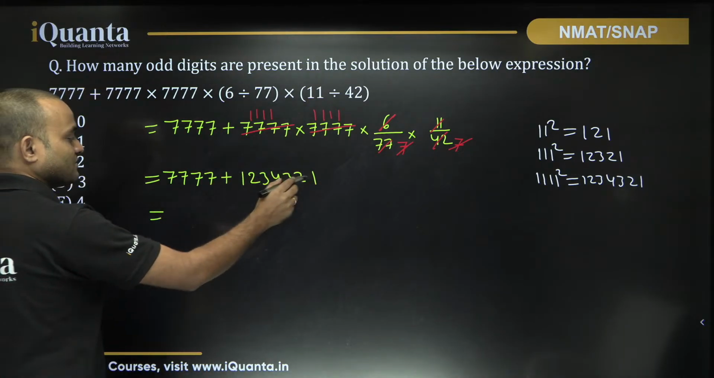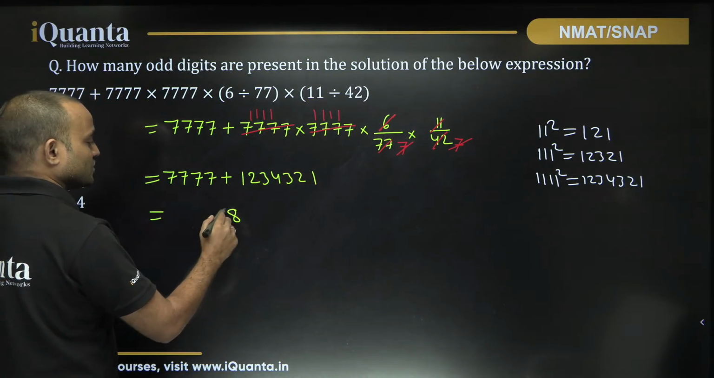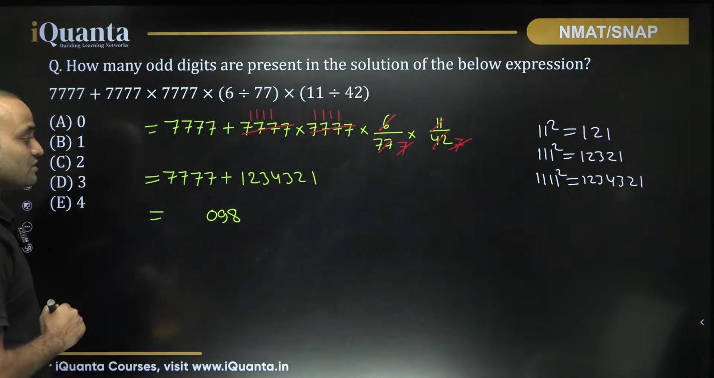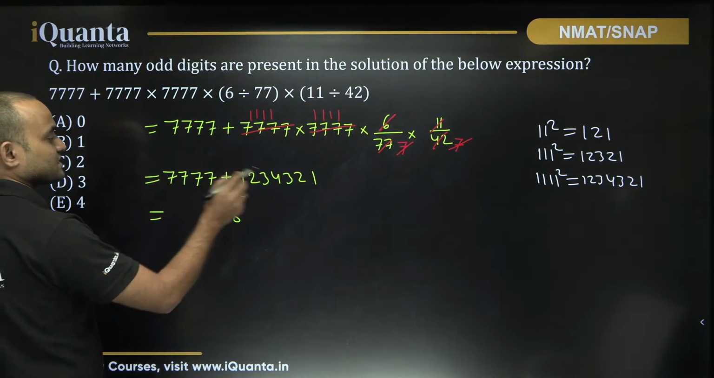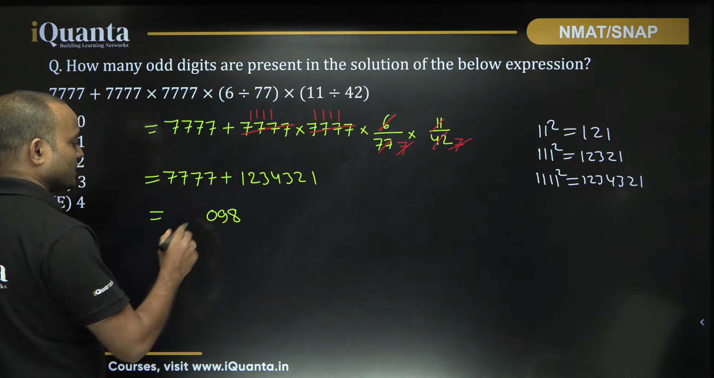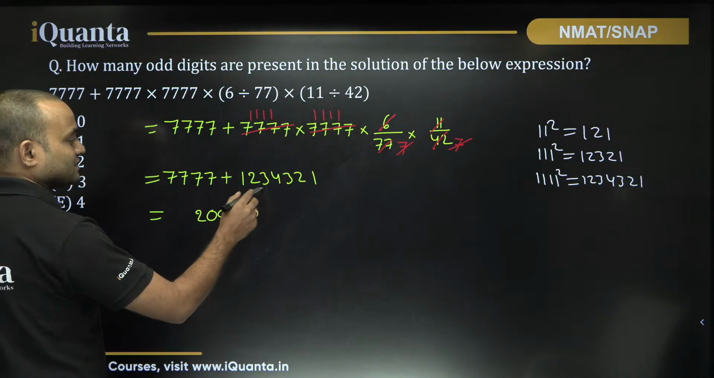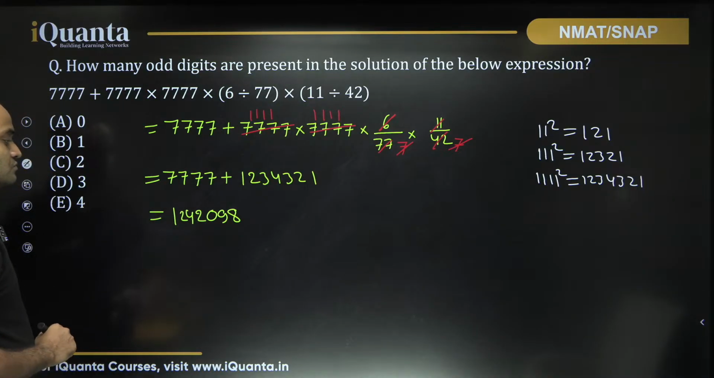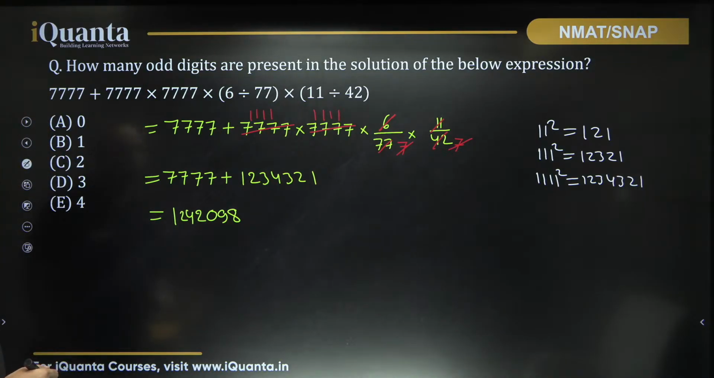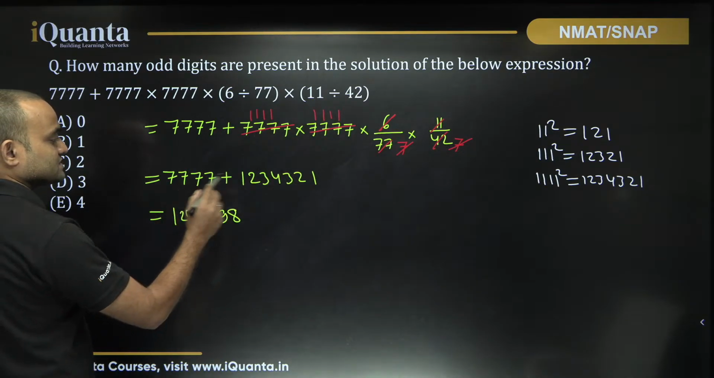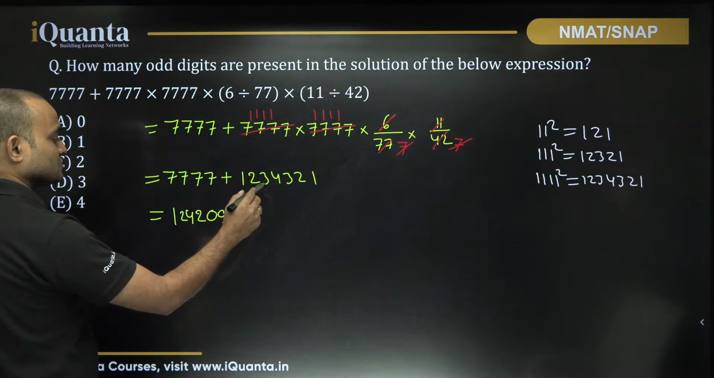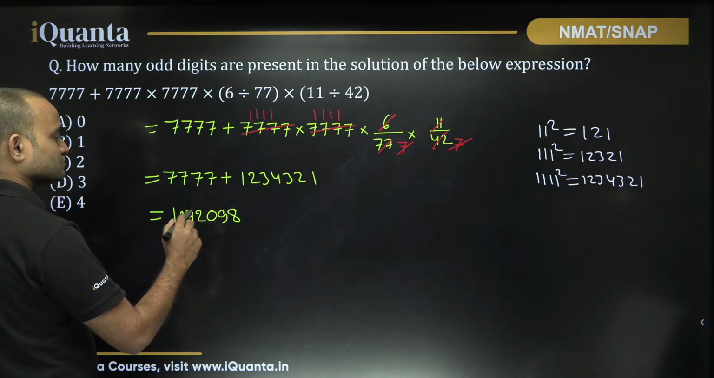Now if you add all this, 7 plus 1 is 8, 7 plus 2 is equal to 9, 7 plus 3 is equal to 10, carried forward 1, then 7 plus 4 is 11, plus 1, 12, and then it will be 2, 1 plus 3, 4, 1, 2. Is this right, is something wrong? 7 plus 1 is 8, 7 plus 2 is 9, 7 plus 3 is 10, carried forward 1, 7 plus 4 is 11, carried forward 1. So 3 plus 1 will be 4, then 2, then 1.